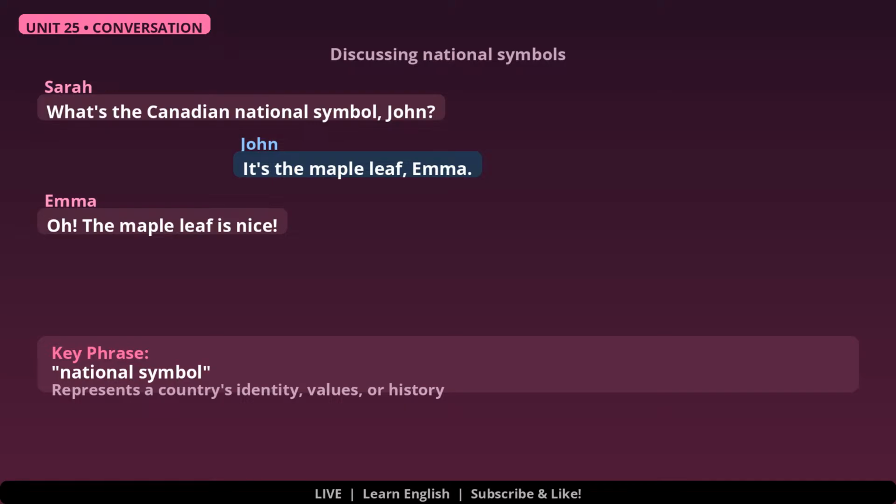Sarah says, what's the Canadian national symbol, John? John says, it's the maple leaf, Emma. Emma says, oh, the maple leaf is nice.